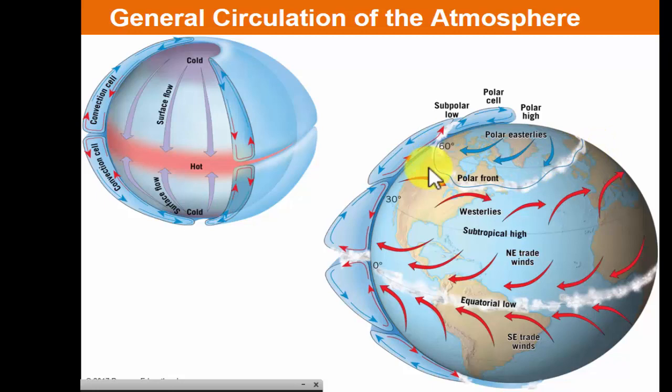Think about it. Where is the Amazon? The Amazon's right here. Where's the Congo? The Congo's right here. It takes rainforest to create those two massive rivers. Even the Nile, which is in a deserted area, its headwaters are down here closer to the equator.